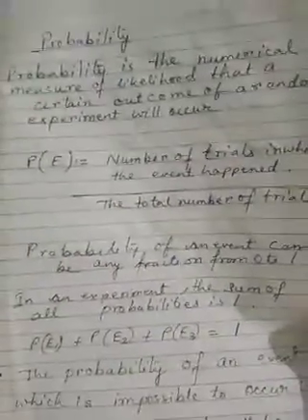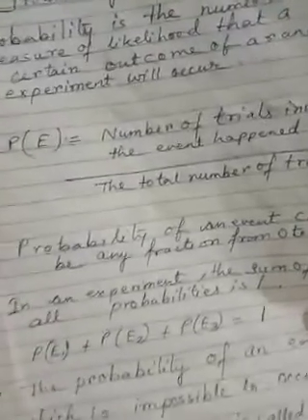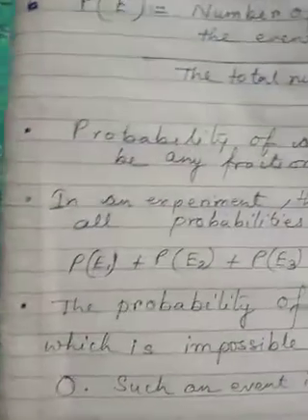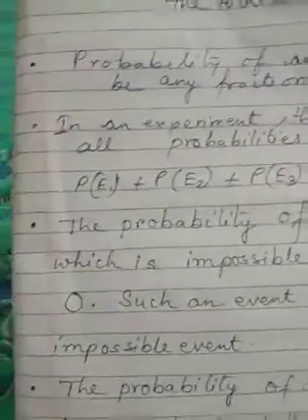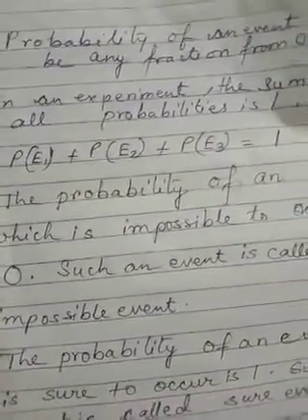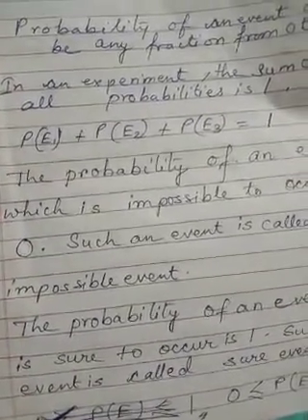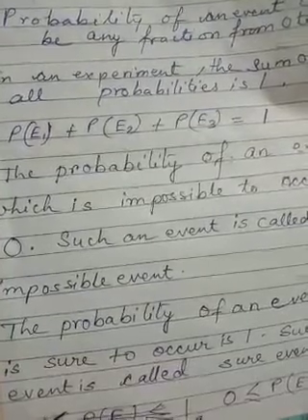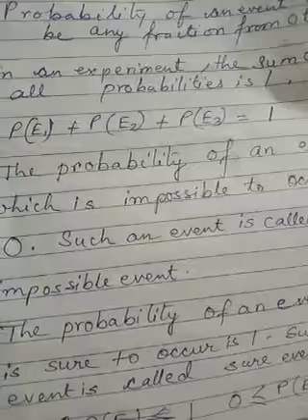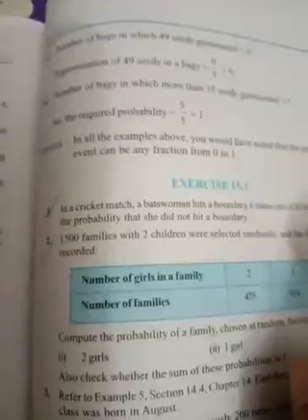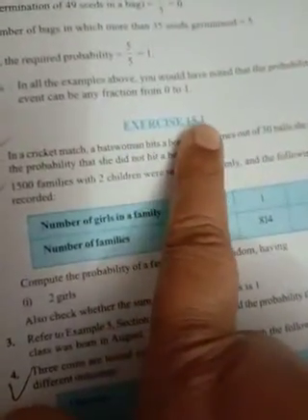So here are the points you have to write down in your copy. The probability of a particular event is equal to the number of trials in which the event happened by the total number of trials. Next point, the probability of an event can be any fraction from 0 to 1. In an experiment, the sum of all probabilities is equal to 1. Suppose probability of event 1 plus probability of event 2 plus probability of event 3, the sum of all should be equal to 1. The probability of an event which is impossible to occur is 0. So let's start exercise 15.1.